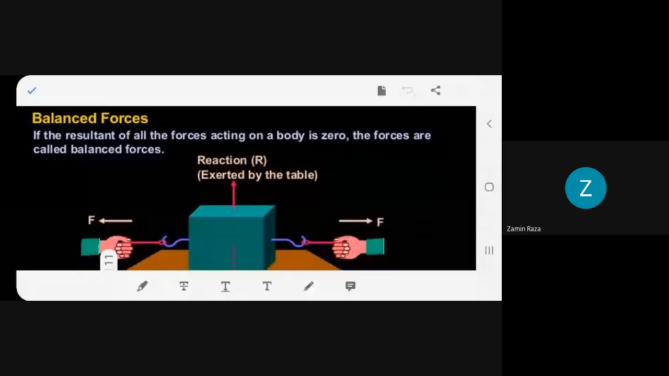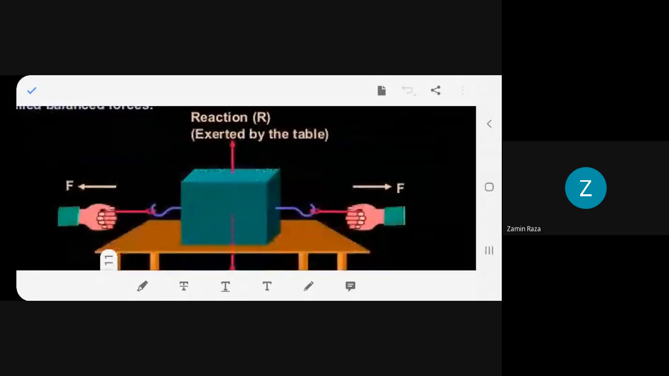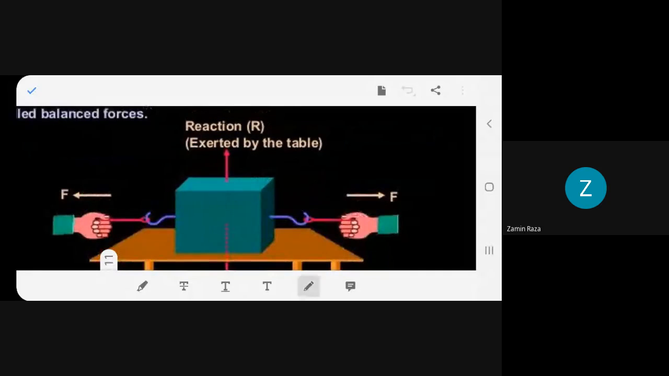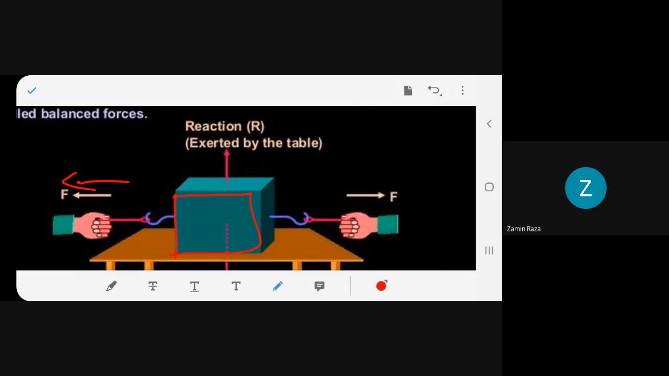So what are balanced forces? Now, I'm applying many forces on a body, right? I'm applying not one force, but quite a lot of forces on a body. And when I add up, it is zero. So that force becomes the balanced force. You understand? For example, look over here. This is an object, right? It is being pulled on either side by applying force. Got it?